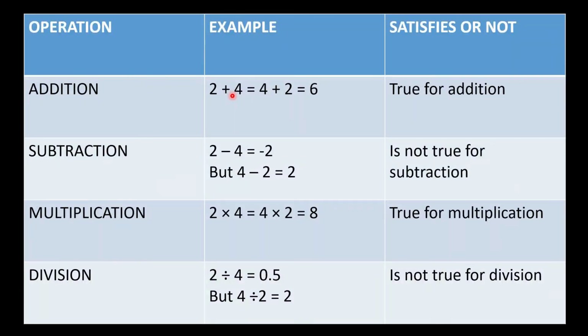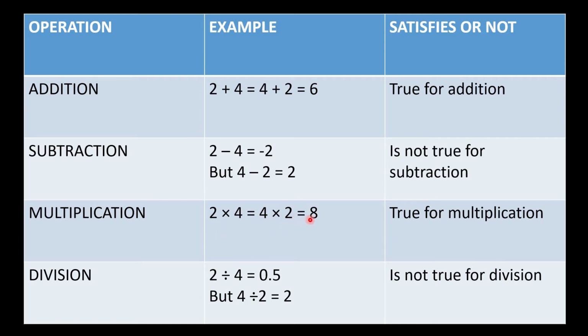Okay students, here again I have taken the examples 2 and 4. Okay, so you can see 2 plus 4 or 4 plus 2, the answer will be the same, that is 6. So we can say that the order doesn't matter while adding 2 integers. Next we have for subtraction. For subtraction the order matters. 2 minus 4 will be minus 2, while 4 minus 2 will be 2. That is, the property is not true for subtraction. Next, multiplication. For multiplication also the property holds true.